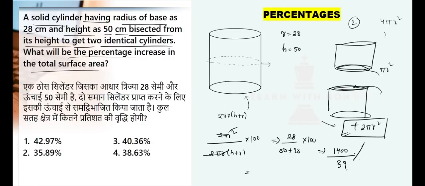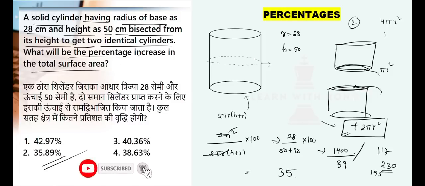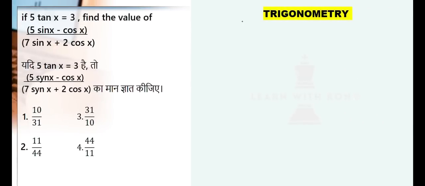So see here, 39 5s how much? 39 3s how much? 90 plus 27, 117. So you will be left with 230. So 39 5s how much? 150 plus 45, 195. So 35 point something is our answer, which is option number 2. Next question. Now trigonometric questions.